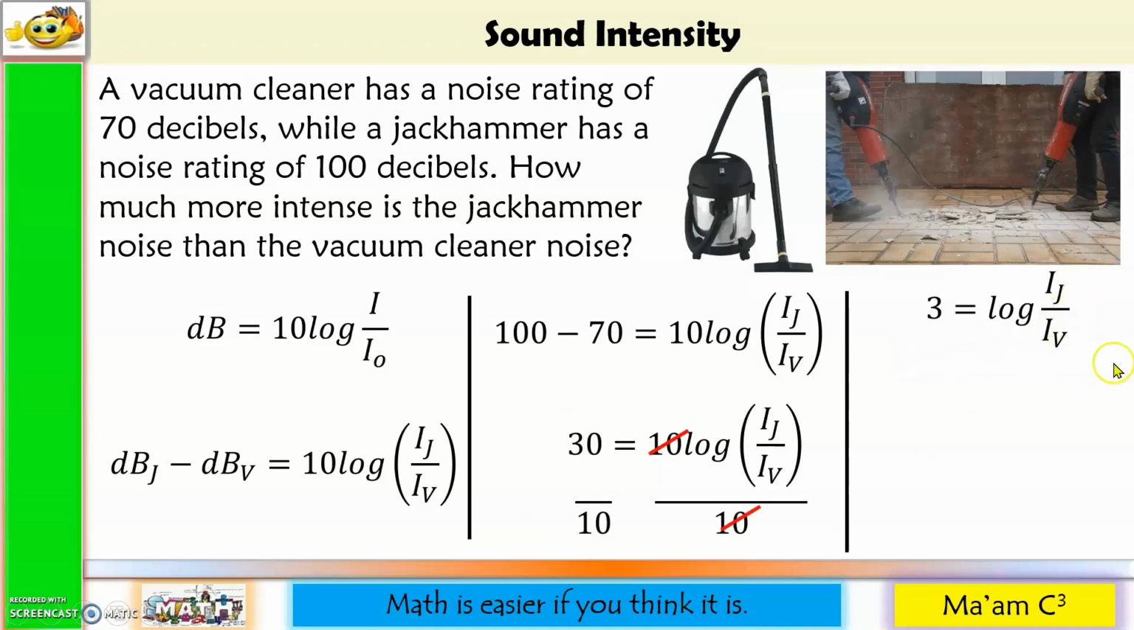Let us convert this into exponential form. The base here is 10. So I have 10 raised to 3 is equal to I sub j over I sub b. Cross multiplication, I sub j is equal to 10 cubed times I sub b. 10 cubed is equal to 1,000. So I have I sub j is equal to 1,000 times I sub b. This means that the intensity of the jackhammer is equal to 1,000 times the intensity of the vacuum cleaner.